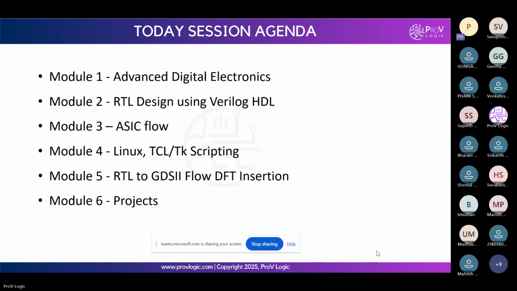In the second module, RTL design using Verilog HDL. For RTL design, there is a separate set of engineers called RTL engineers and verification engineers. We will not be doing the design, but it is still important for us to know about RTL design, because the engineers who work right before physical design engineers are RTL design engineers. So it is essential for us to understand what kind of work they do.